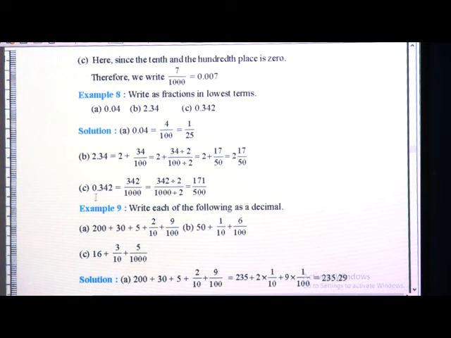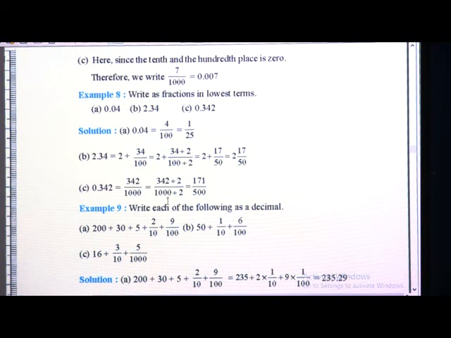Next, 0.342. Now, see, after the decimal point we have 3 digits or 3 place values, that is tenths, hundredths and thousandths. 3 is the tenths place value, 4 is the hundredths and 2 is the thousandths place value. So, we can write this as 342 divided by 1000.